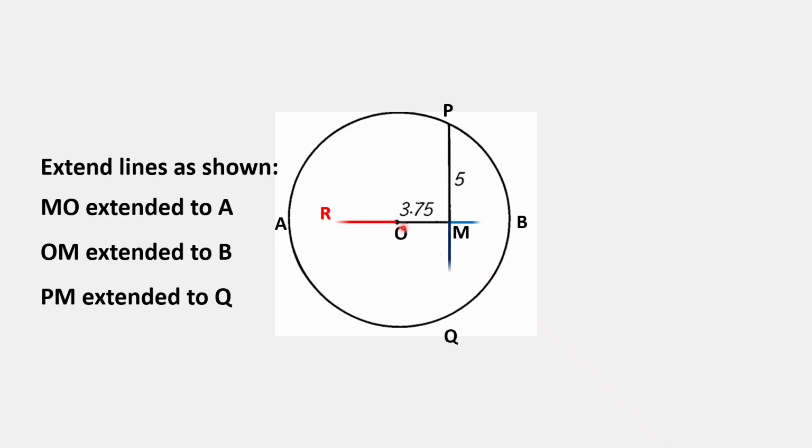Horizontally, we are extending up to A on the left side and B on the right side, so that AOB is the diameter, O is the center, and PQ is a chord. See how we are extending the line. From M, MO is extended to A. Here OM is extended to B. Here PM vertically is extended to Q, getting AB as the diameter and PQ as the chord. We have shown these by different colors for your convenience.